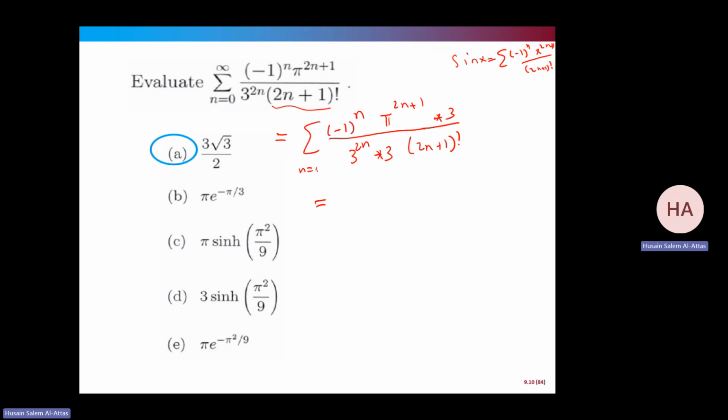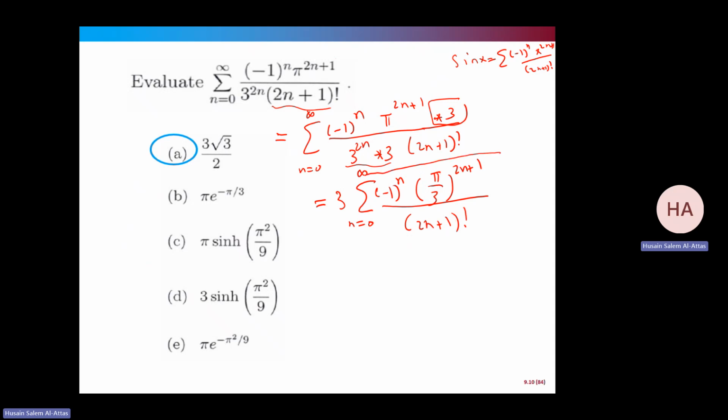So that will be 3. Take the 3 out. This 3, take it out. What is the remaining? Minus 1 to the power n. I have, this is 3 to the power 2n plus 1. So I have pi over 3 to the power 2n plus 1, over 2n plus 1 factorial.